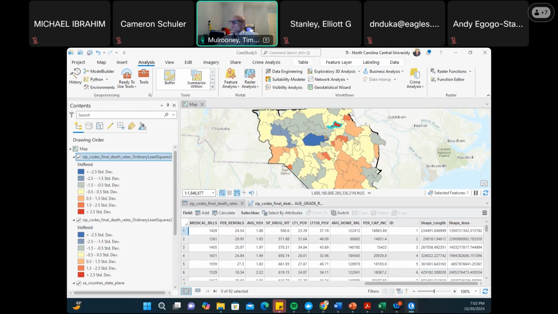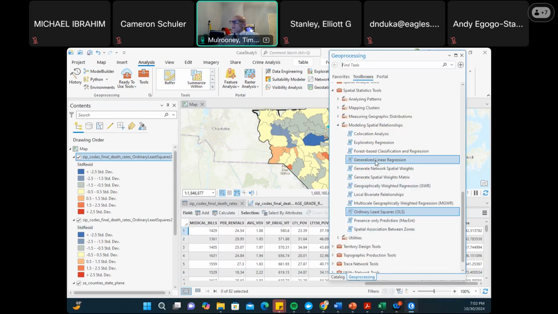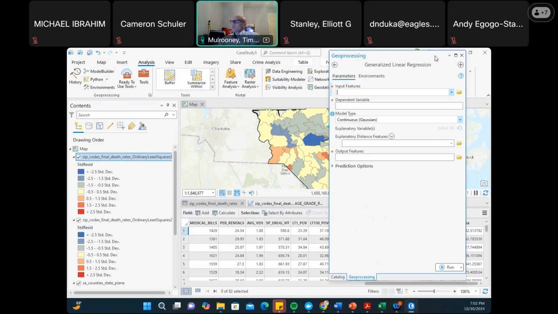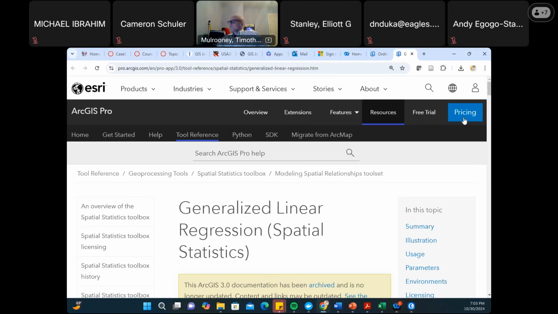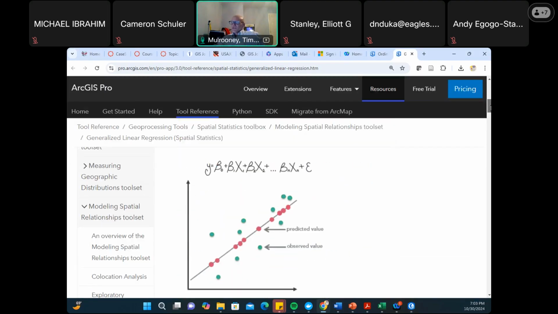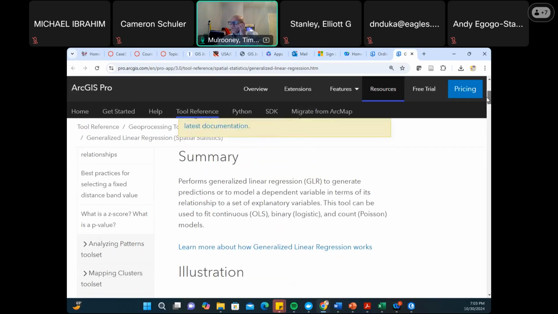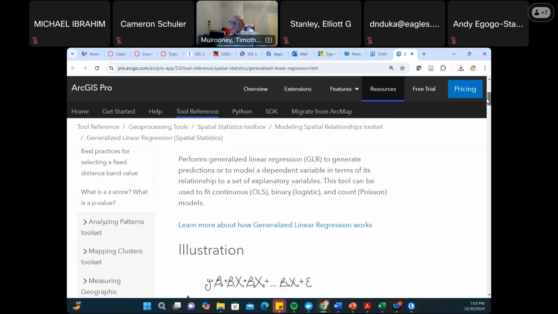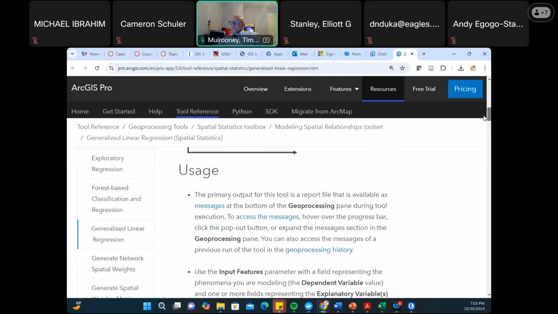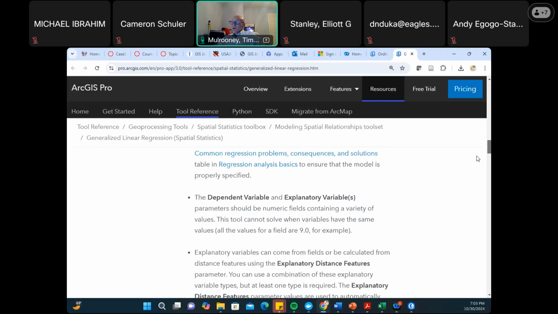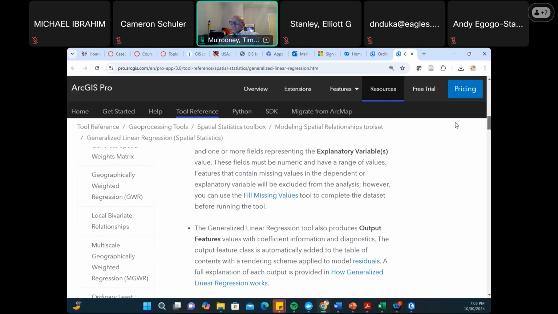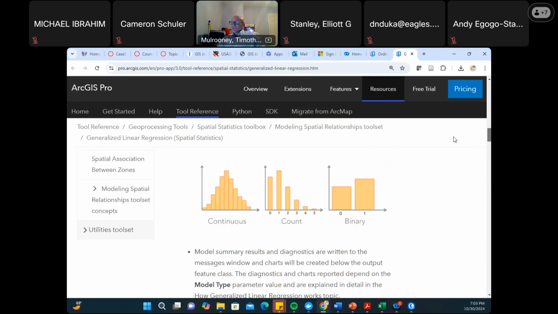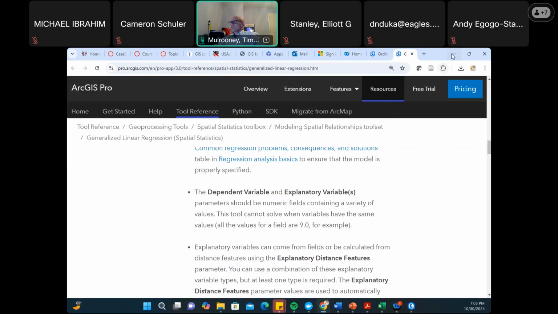All right, let's see this one here. So this says OLS, this says generalized linear regression. Okay, let's just, for the heck of it, see what this thing is. Generalized linear regression performs general to... Okay, binary, logistic, Poisson. We know our friend Poisson. Count, continuous, binary. Oh, wow. Look at this. You could get really good really quickly at all of these things here.